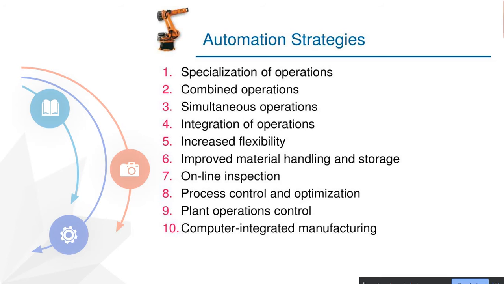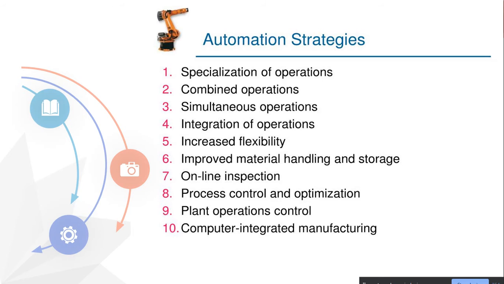So they perform certain automation strategies. There are 10 strategies which are very much crucial when you want to go for automation. First thing is specialization of operations. Is your machine outdated, whether it was procured almost 30 years back, whether it is really capable of performing a particular operation? If yes, go for it.